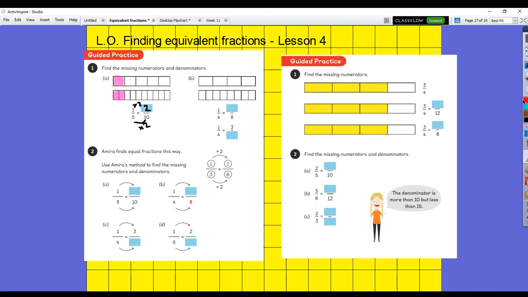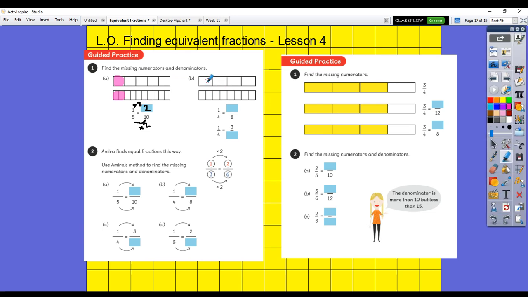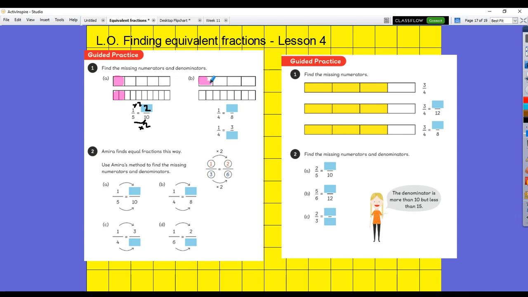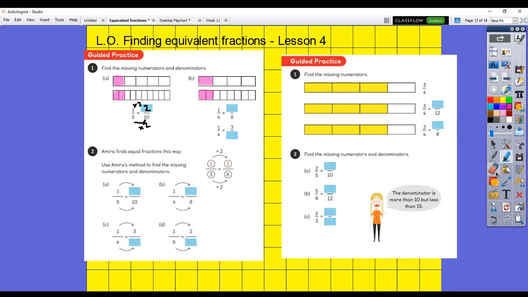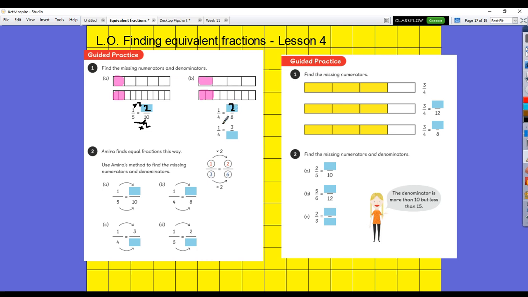Okay, what about this one then? 1/4. This is our 1 out of our 4. So how many parts of our 8 is equivalent? That's right, 2. So we've got 1/4 is the same as 2/8, and again we've timesed both the numerator and the denominator by 2.